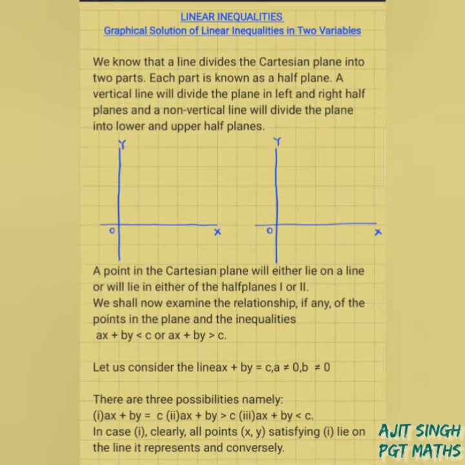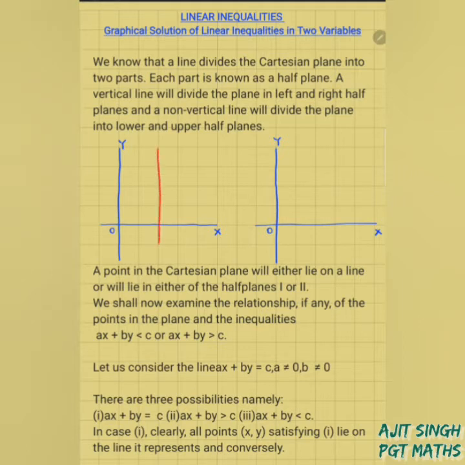Now we will discuss the graphical solution of linear inequalities in two variables. Students, we know that a line divides the Cartesian plane into two parts. Each part is known as a half plane. A vertical line will divide the plane into left and right half planes.